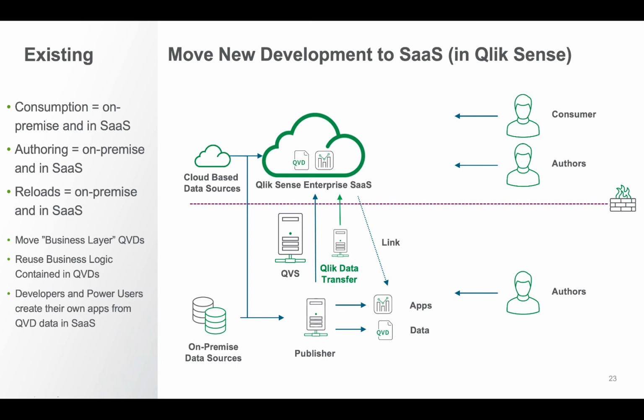Many customers use a tiered approach for producing QVDs, meaning an extract tier of QVDs followed by a business tier of QVDs, and I think that the Qlik Data Transfer is a great solution for moving your business layer of QVDs into SaaS so that your developers and power users can now create new Qlik Sense applications based on that data that you produced in QlikView.